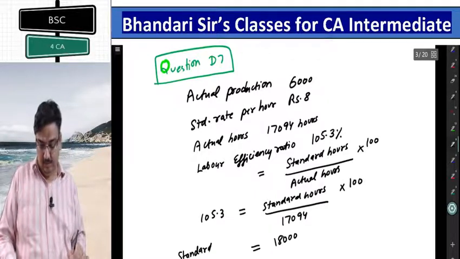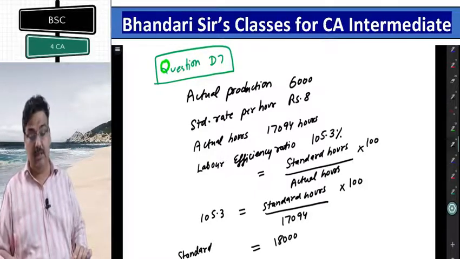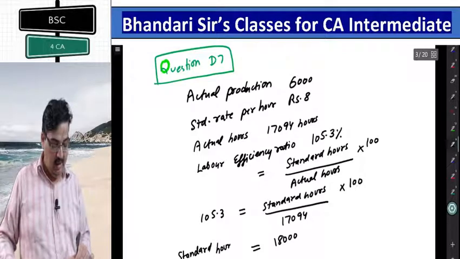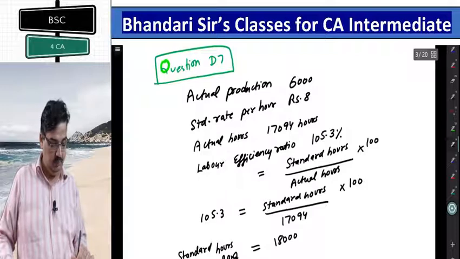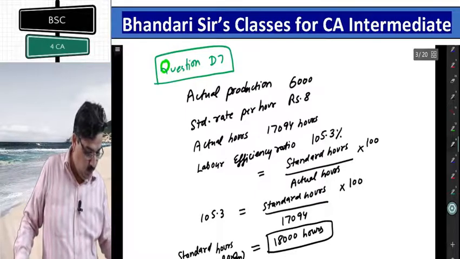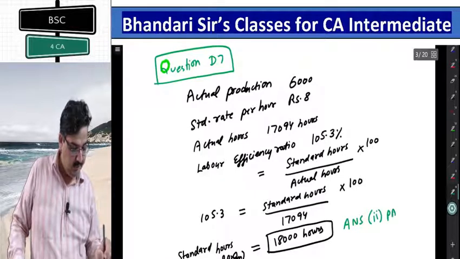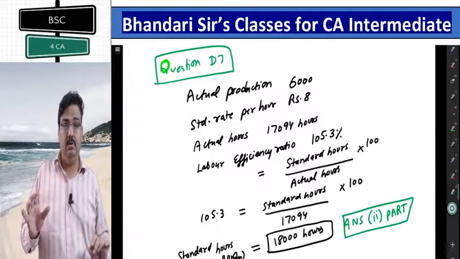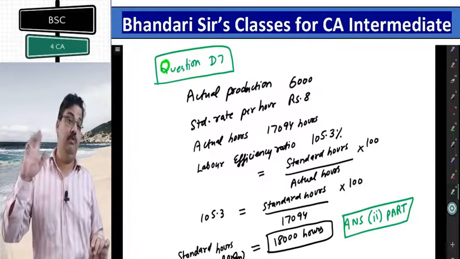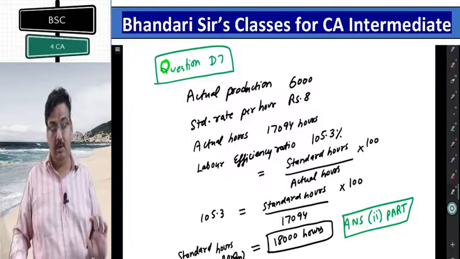It is approximated, 17999.982, so approximately 105.3% is given. So accordingly I am getting standard hours, obviously for actual production, 18,000 hours. If I have to note part by part answer, this is the answer of the second part. And whenever I get the second part, standard hours, I can calculate L5, if you can recall the standard hour concept. So L5 can be computed by multiplying this with 8 rupees. We'll do that later on.